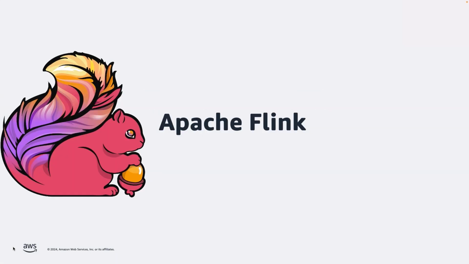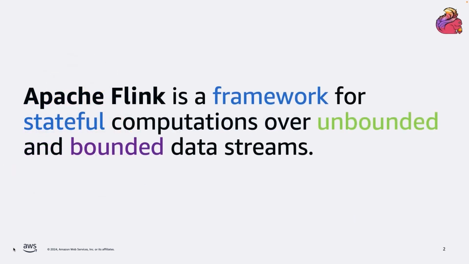In today's talk, we'll be giving a high-level overview about Apache Flink, and then we'll dive deep into how data flows through an Apache Flink application. Let's get started. We can begin with a definition. Apache Flink is a framework for stateful computations over unbounded and bounded data streams.